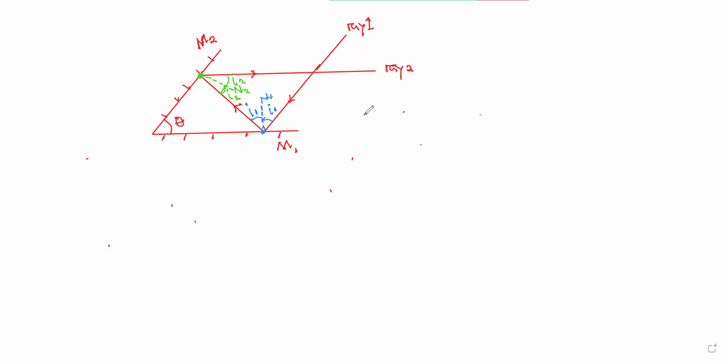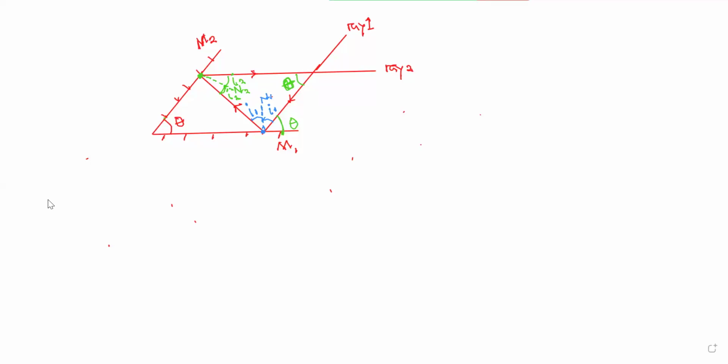Now ray 2 is parallel to M2. And note that parallel lines have the same slope. So if the angle between mirror 2 and mirror 1 is theta, the angle between ray 2 and mirror 1, which is parallel to M2, would also be theta. So this is theta. By the alternating angle rule, this is also theta.